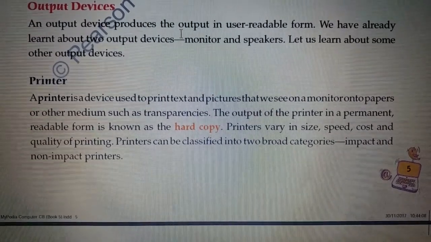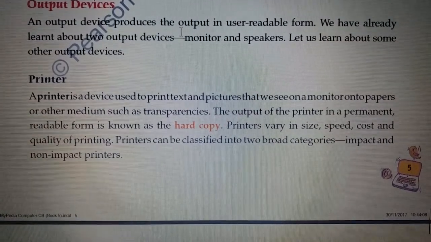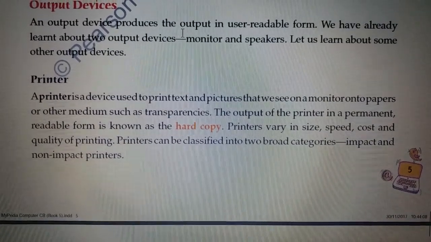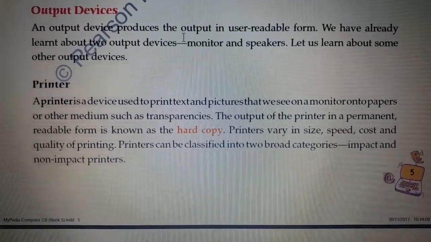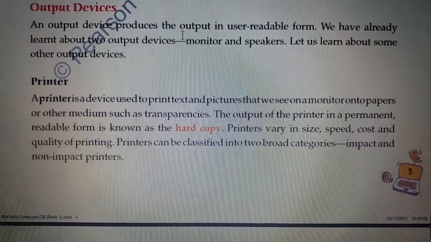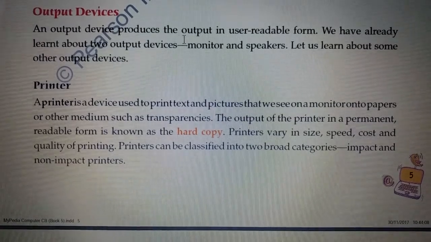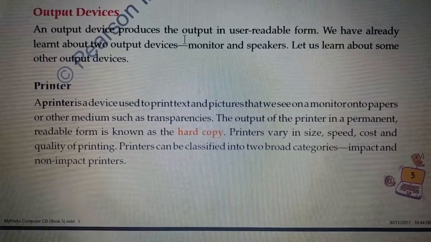We have already learned about two devices, monitors and speakers. You all know when we are playing music at our school or for an annual function, that is a speaker, and we use a monitor to play a song. So these are all output devices. Let us learn more about some other output devices.